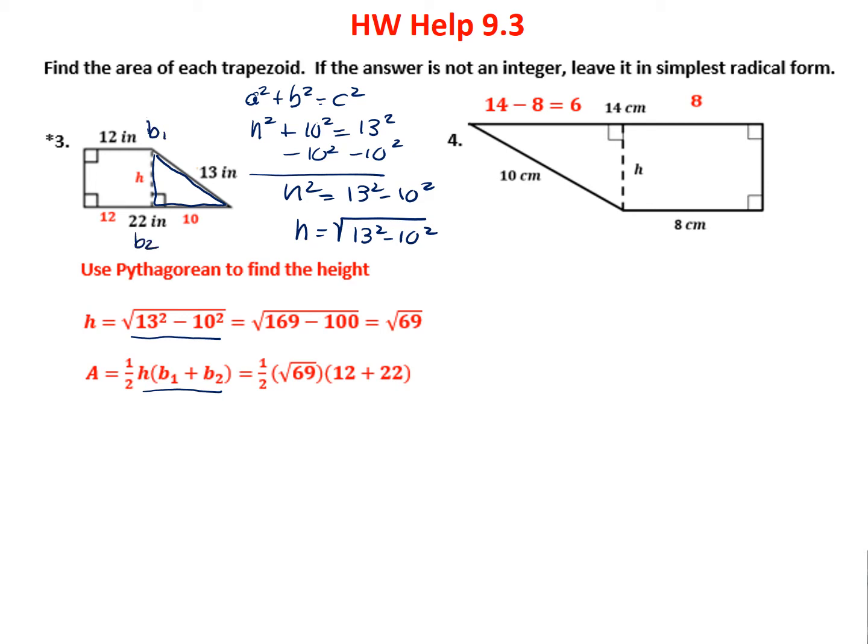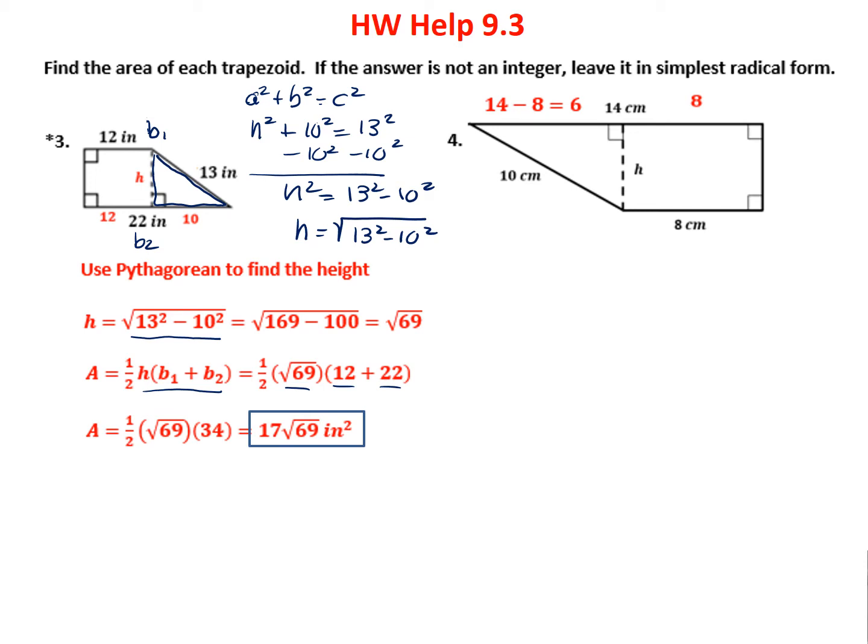By the way, if you didn't notice, where did I get the 10 from originally up here? 22 is the length of the bottom, and then 12 the top. 22 minus 12 left the 10. But let's plug that in. 12, 22, there's our height, square root of 69. And let's multiply it all together. And we knew 1/2 of 34 is 17. And I'm just going to leave the radical alone there as 17 square root of 69 inches squared.